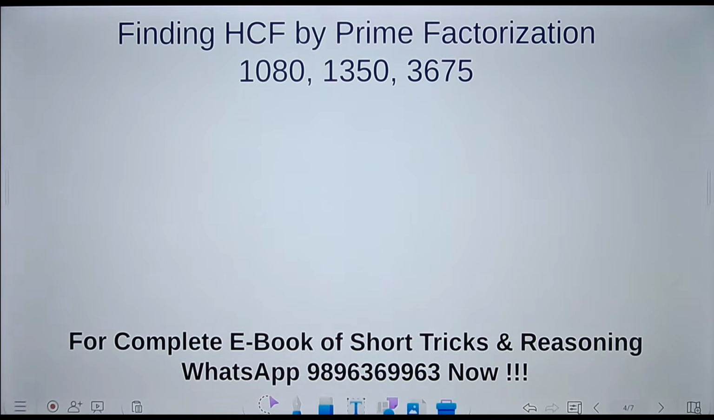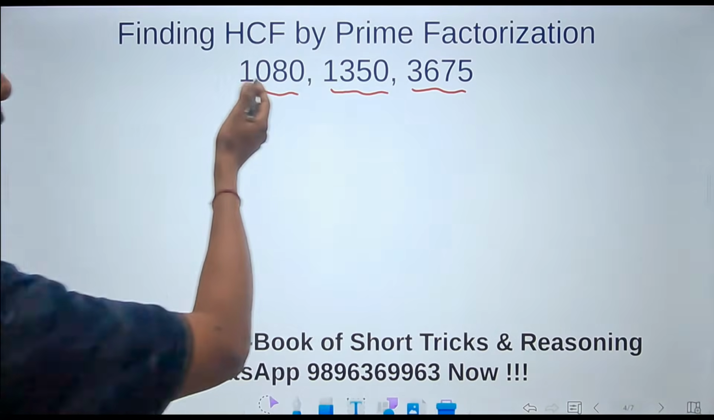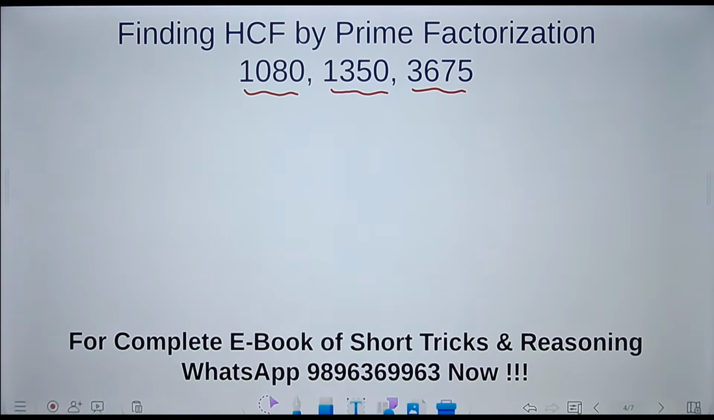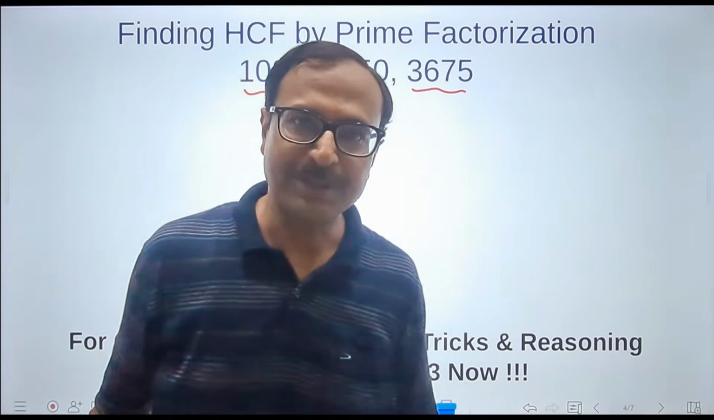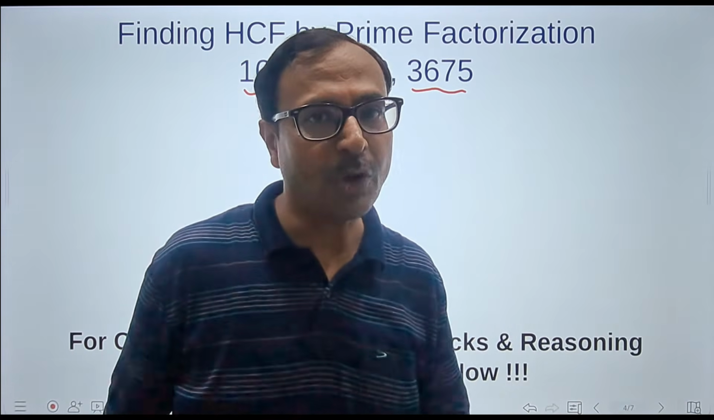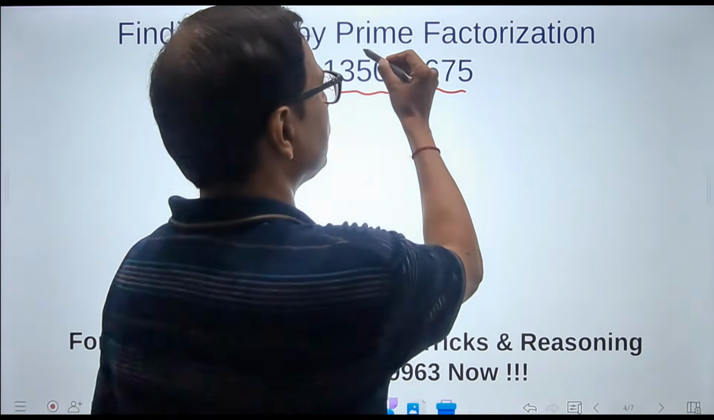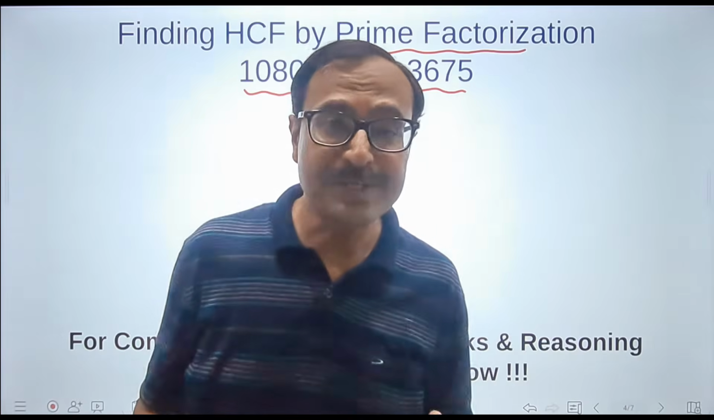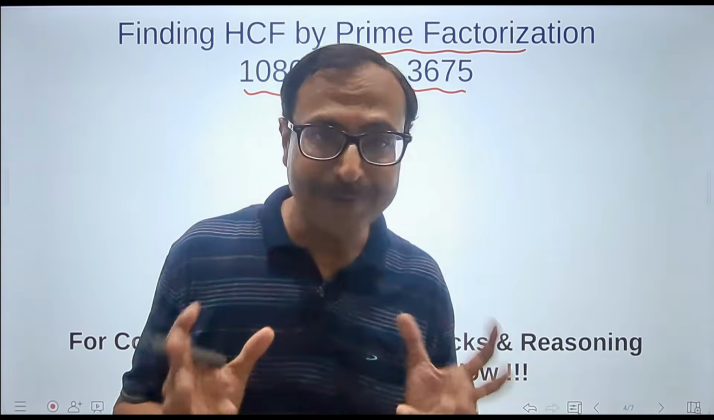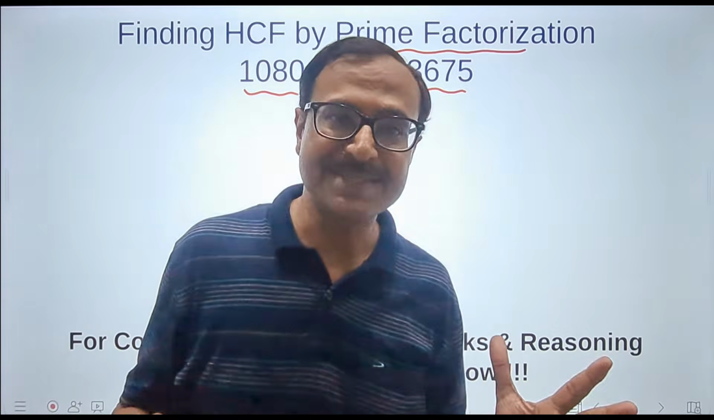Look at the numbers here: 1080, 1350 and 3675. So how are you going to find the HCF? Very few students will say prime factorization method, because with 4-digit numbers, making prime factors can be a really tricky job, and if you get one factor wrong, everything goes wrong. But let us try. That's what we are going to do in prime factorization. You will see, even if I have made the prime factors already, how much time we are going to consume to get to the final answer of the HCF.